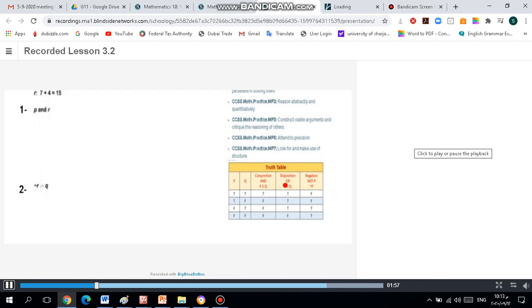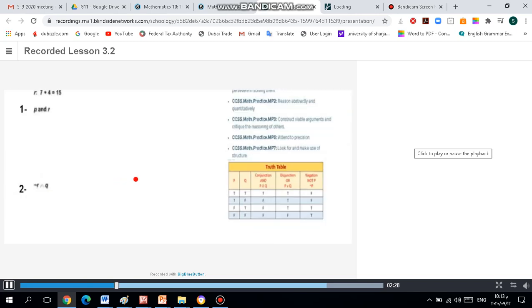Otherwise, disjunction, which is "or": all the values must be true, except if I have two false statements at the same time. Negation means the opposite. For example, if statement P is true, the negation of true is false, and vice versa, if it is false, the negation should be true.